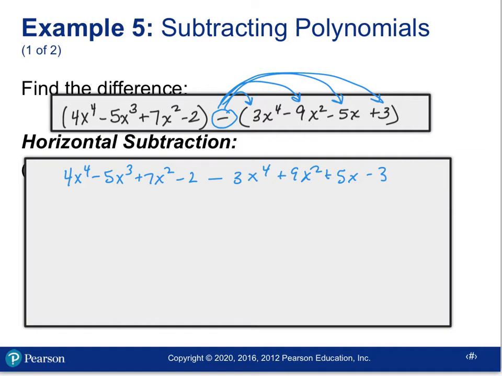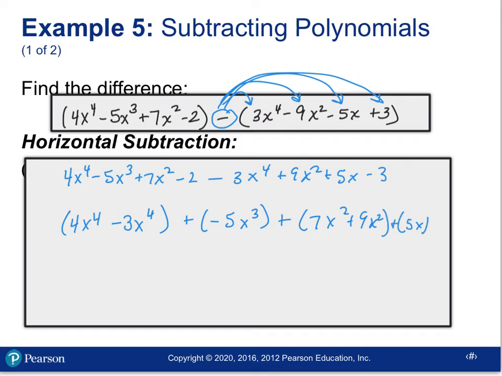And so using the same method that we did in the previous example, you pair up the like terms. So there are no x to the thirds to combine. We have 7x squared and 9x squared. We have 5x, and then we have negative 2 plus a negative 3.